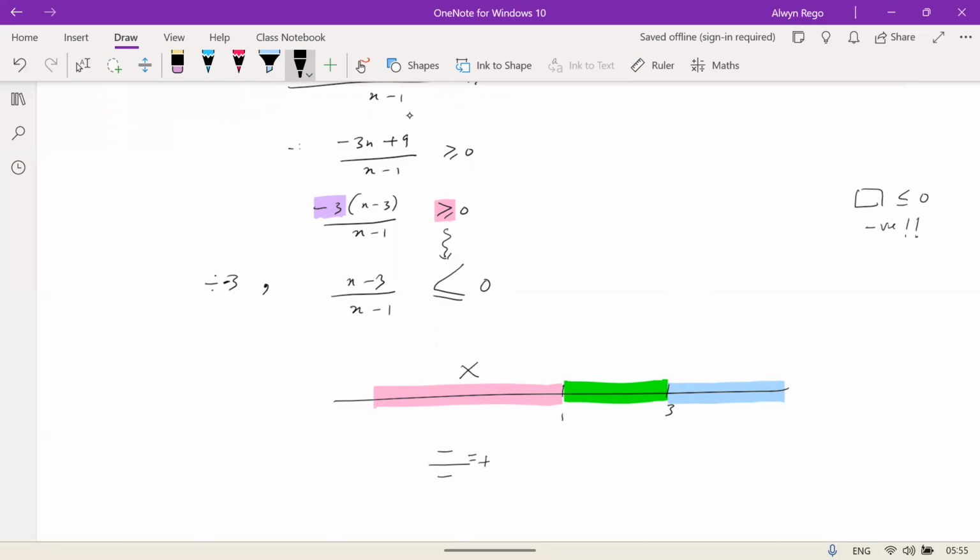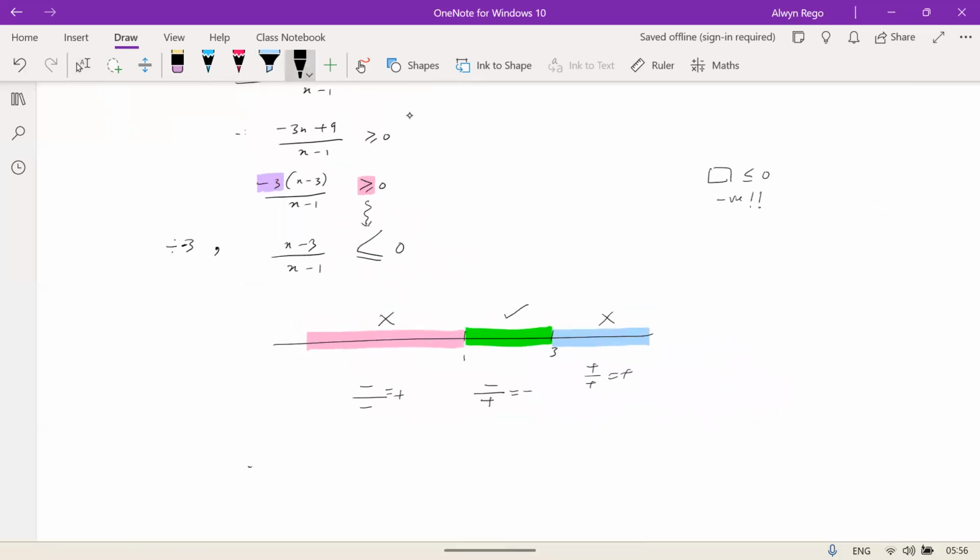Between 1 and 3, let's say you take 2. 2 minus 3 is negative, 2 minus 1 is positive. Negative upon positive is negative, and I'm looking for negativity, so this is true. If I take a value more than 3, let's say 100, 100 minus 3 is positive, upon positive gives a positive. I don't want those values.